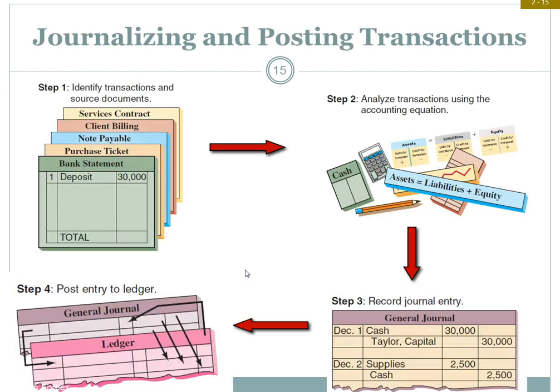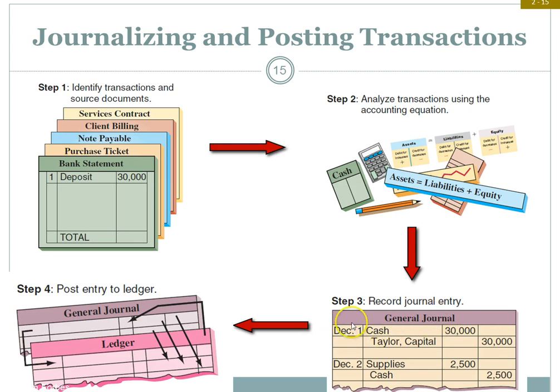Journaling and posting. So here's your four-step process. First, you get your variety of source documents to identify what transaction is happening. And you notice it could be from bills, receipts, bank statements. And then you analyze them. And what we mean by analyzing is you're analyzing, am I affecting an asset account, a liability, or equity account? Because once you've identified it, you now need to record it. And this is what you put in the general journal, or what I call the book of entry.